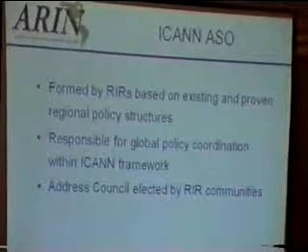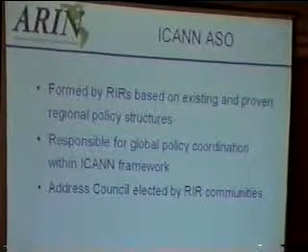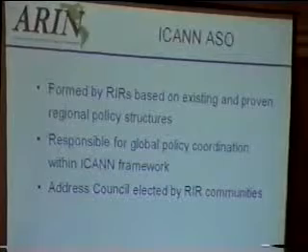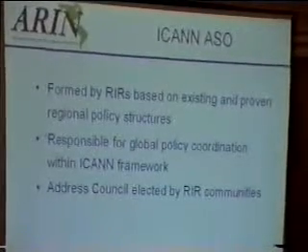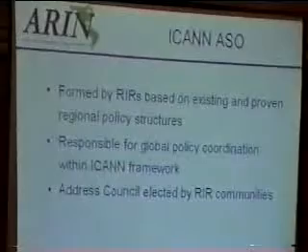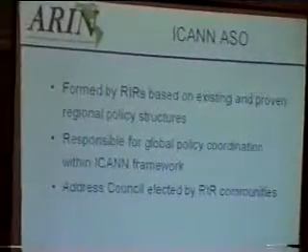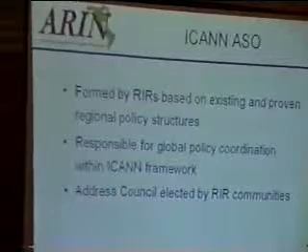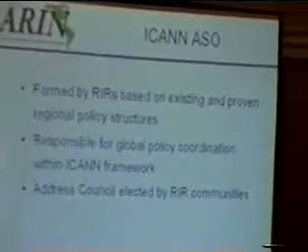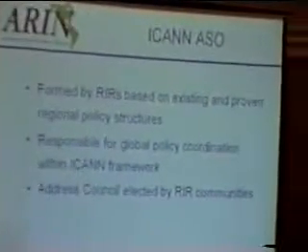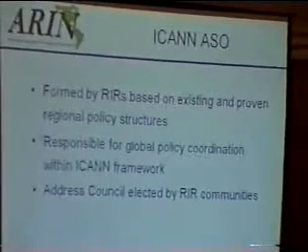And there's also an Address Council elected by the regional internet registry communities. The Address Council is made up of 3 individuals from each region for a total of 9 people. Now, nominations and voting for the ASO Address Council is open to the general public. If there's an election that's coming up, you can nominate someone, and you can also vote for someone on the Address Council. And we'll be having those elections again this fall at the ARIN meeting.